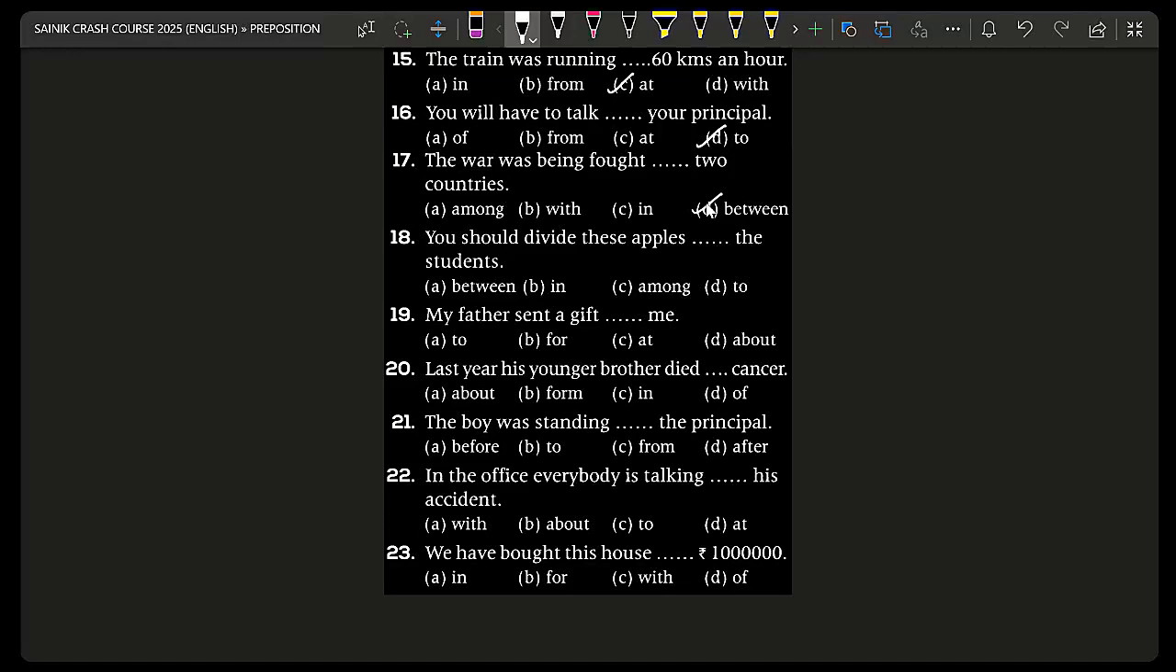Now 18th one. You should divide these apples dash the students. "Among". Yes, "among". Why? Because in a class, generally the number of students is more than two. So when apples are distributed among the students, we will say "among". Even if the number is not specified, we can go for "among" only. Very good, Harshit, you gave correct answers. You can mute now.